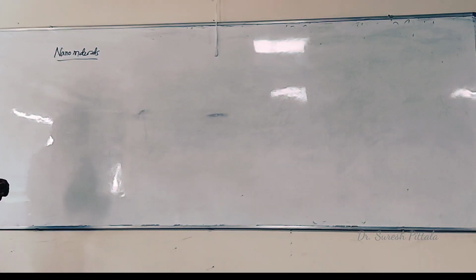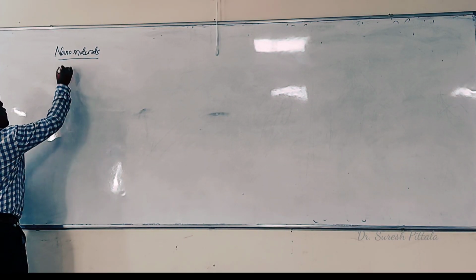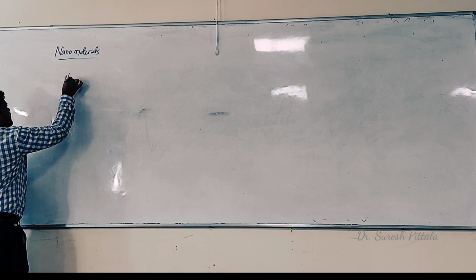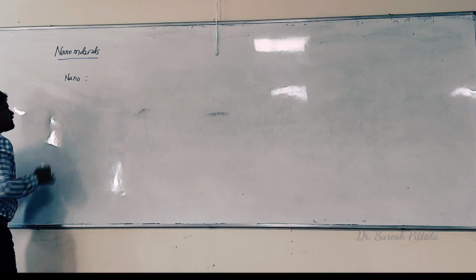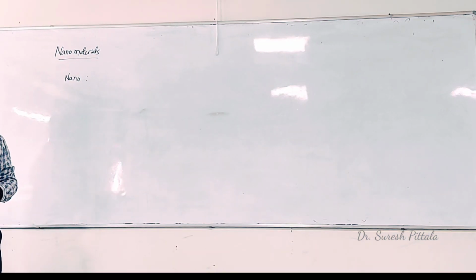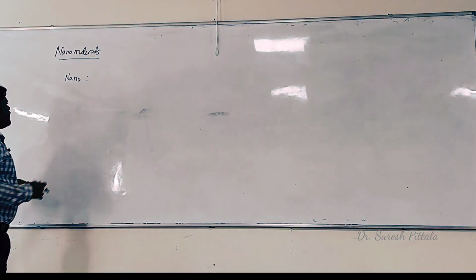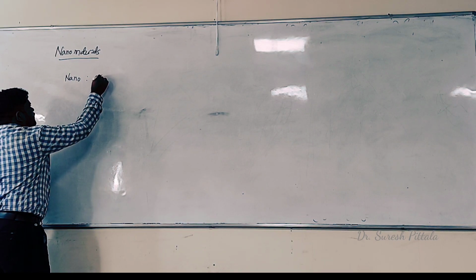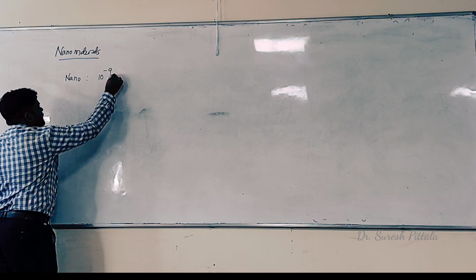So technology is in that particular length scale. What is key here is nano. The terminology of nano is key. So let us understand what is nano, then we'll go to nanomaterial, nanoscience and technology and so on. Nano is 10 power minus 9 meters.